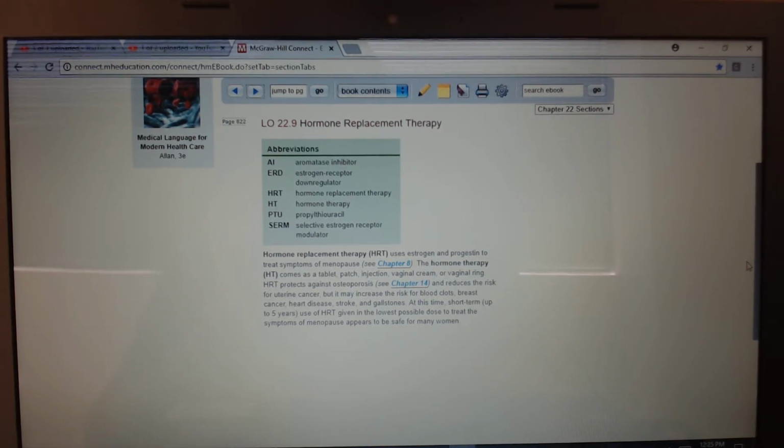Hormone replacement therapy uses estrogen and progestin to treat symptoms of menopause. Hormone therapy, HT, comes as a tablet, patch, injection, vaginal cream, or vaginal ring. HRT protects against osteoporosis and reduces the risk for uterine cancer, but it may increase the risk for blood clots, breast cancer, heart disease, stroke, and gallstones. At this time, short-term, up to 5-year use of HRT given in the lowest possible dose to treat the symptoms of menopause appears to be safe for many women.